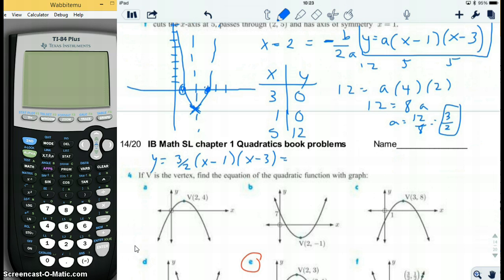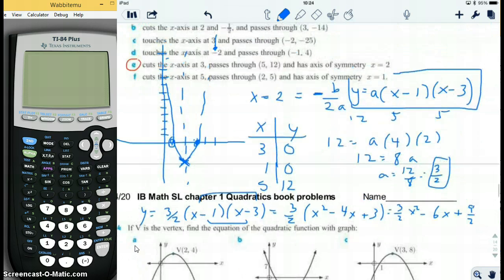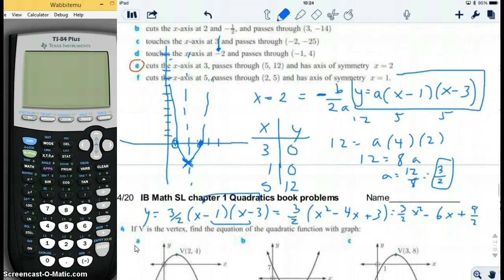Now we just need to multiply everything out, which is easier than solving 3 equations with 3 unknowns. So we're going to have 3/2, and we'll have x squared minus x minus 3x plus 3. So we have 3/2 x squared minus 12/2, which is just 6, right? Minus 6x plus 9/2. Okay, so that's it for E.